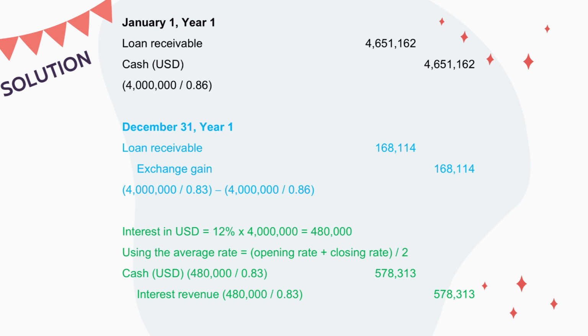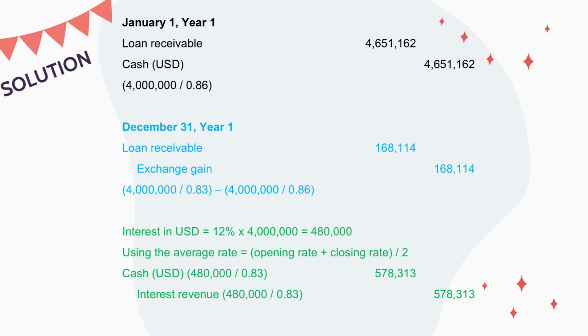And then on December 31st, the reporting date came, and we have to now revalue our loans. Because the loans are a monetary value, we have to revalue it at the spot rate at the end of the year. As a result, we realized that the spot rate at that point in time is now 0.83. And this means that we actually made money off of the loan that we gave out.